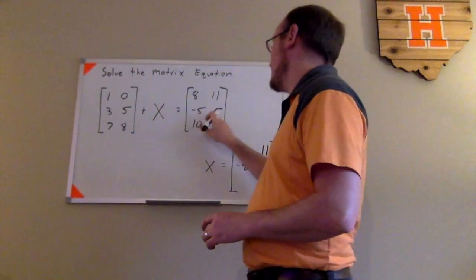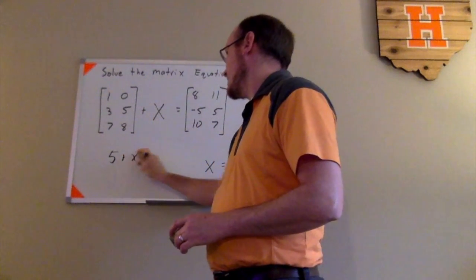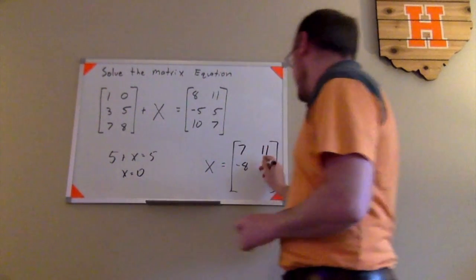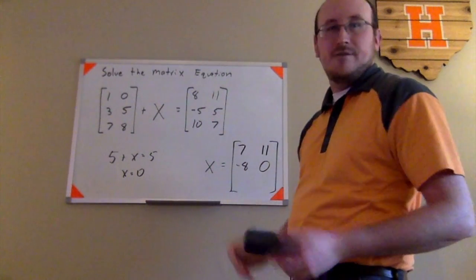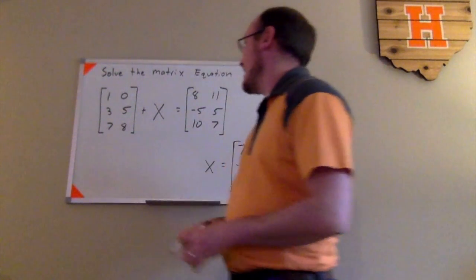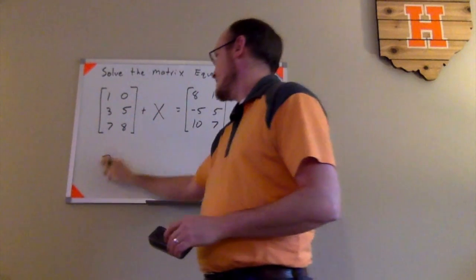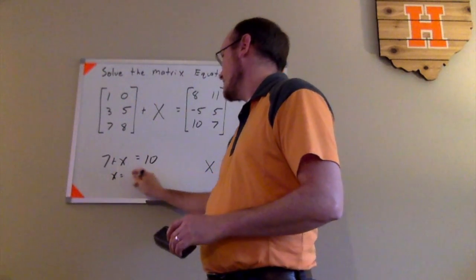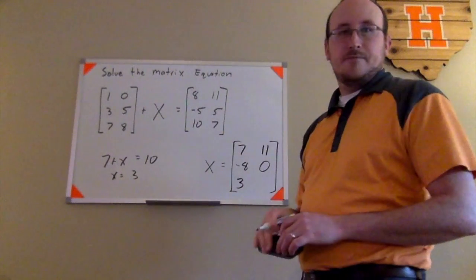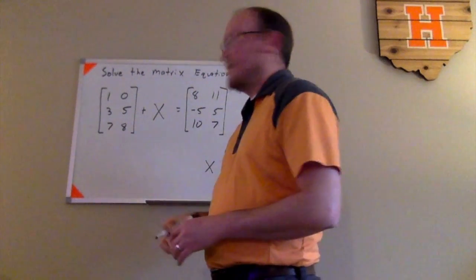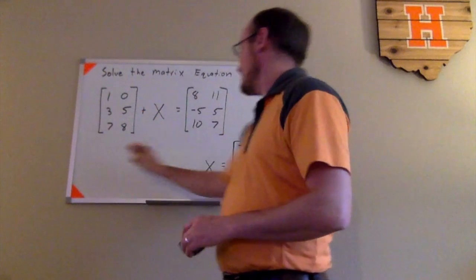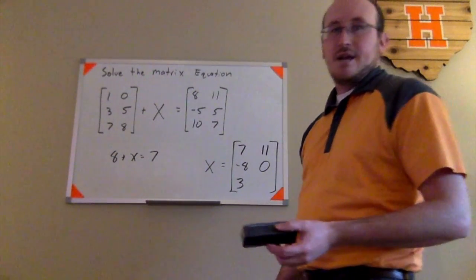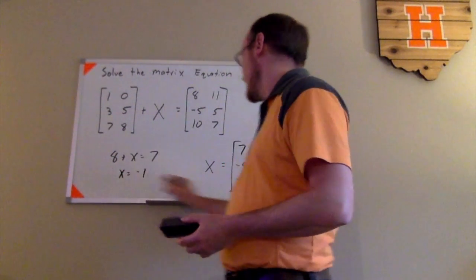5 plus x equals 5, so 5 plus what equals 5? Pretty easy to see. If you subtract 5 on both sides there, you'll get x equals 0. You wouldn't need to add anything to 5 to still end up with 5. And then finally the last row. 7 plus x equals 10. Subtract 7 on both sides and you'll get x equals 3 for that entry. And finally the last one, 8 plus x equals 7. Go ahead and solve that by subtracting 8 on both sides and you'll have x is equal to negative 1 for that.